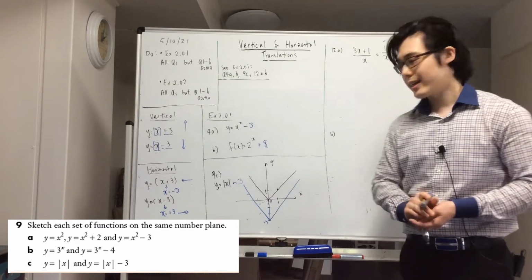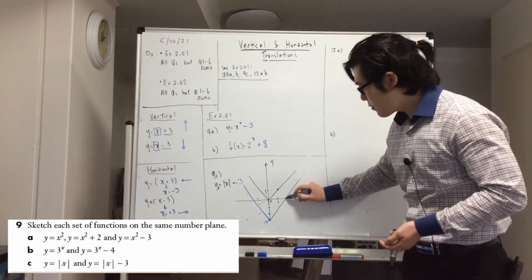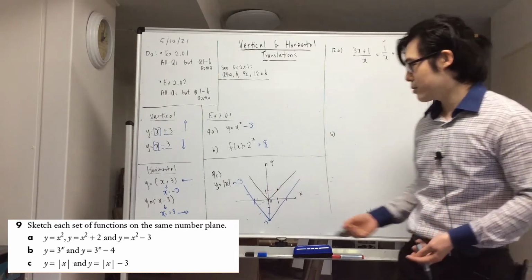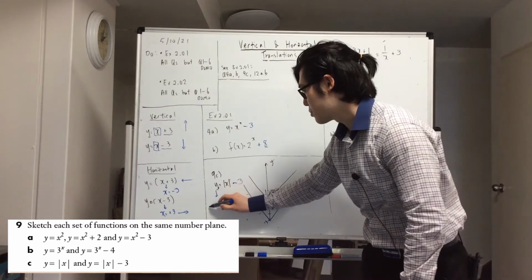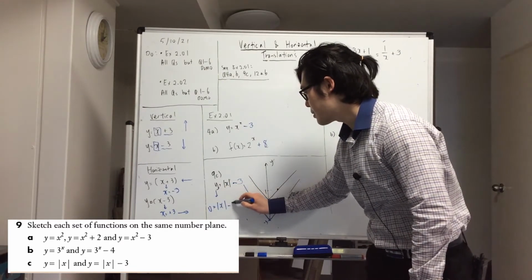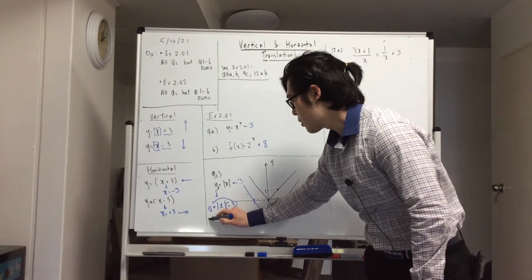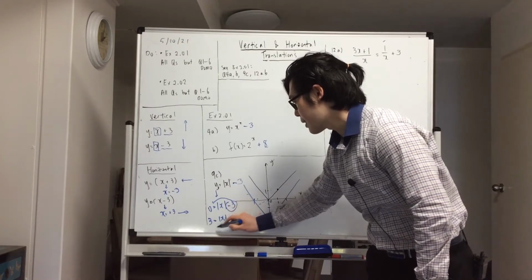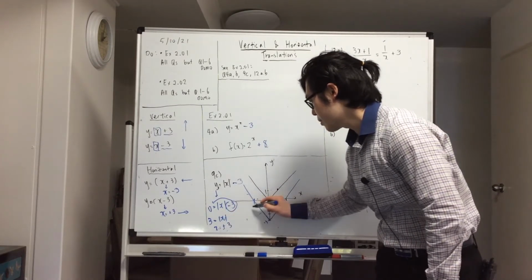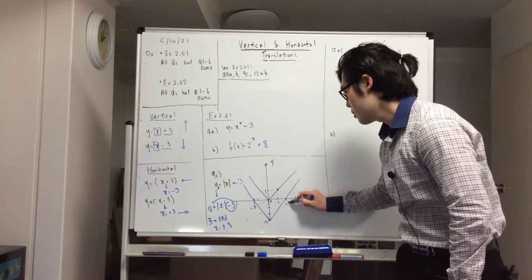I mean, you can leave it like that, but if you want to be more specific and find the x intercepts, obviously you could solve that by making y equal to 0. So in this case, it would be 3 is equal to the absolute of x. That means x is equal to plus or minus 3. Okay? So that would be your graph.